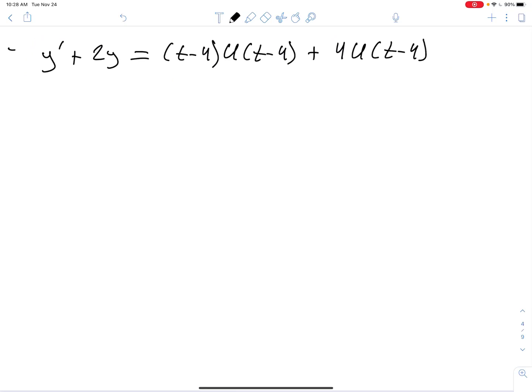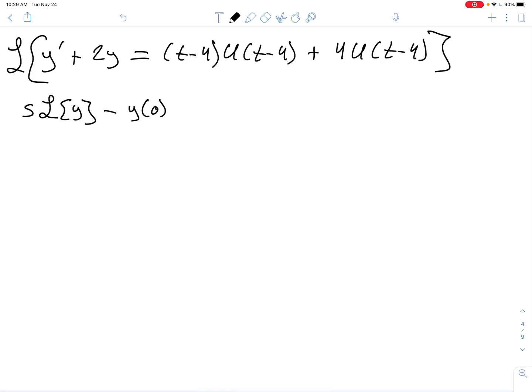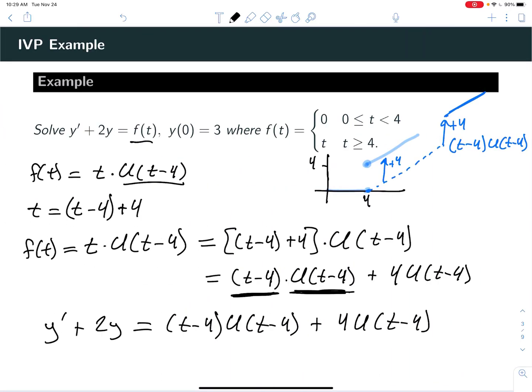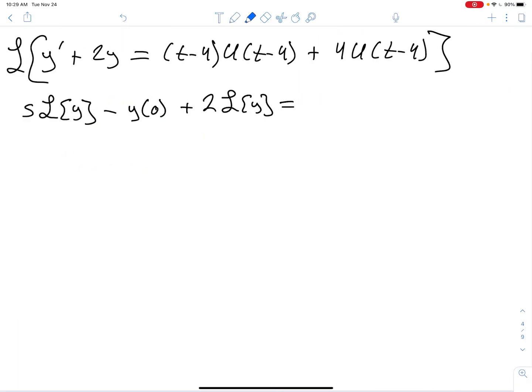Okay, so what we're going to do is Laplace transform this entire differential equation. And of course, when you do that, you Laplace each piece individually. L of y prime is, from our derivative formula, s L of y minus y of 0. And then L of 2y will just be 2 L of y, like so. And then you might wonder, do we have an initial condition? I believe we do. Yeah, they gave us an initial condition. y of 0 is 3. So we're going to be replacing that with 3 in a minute.